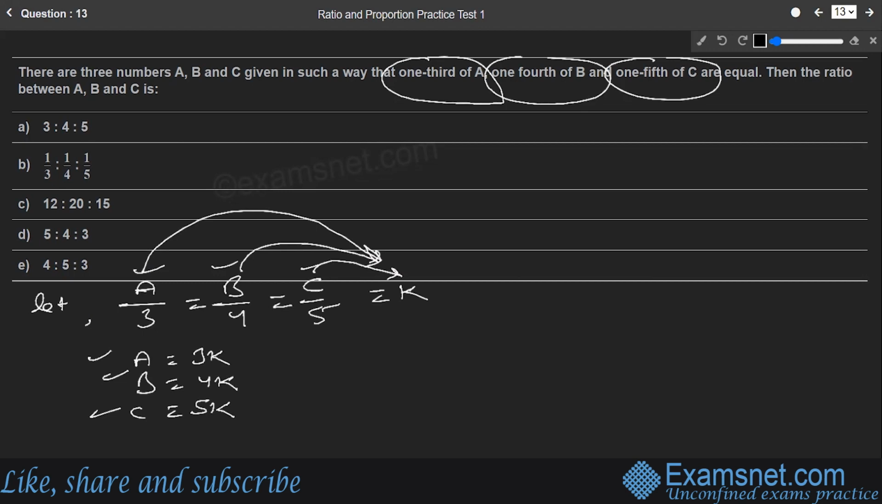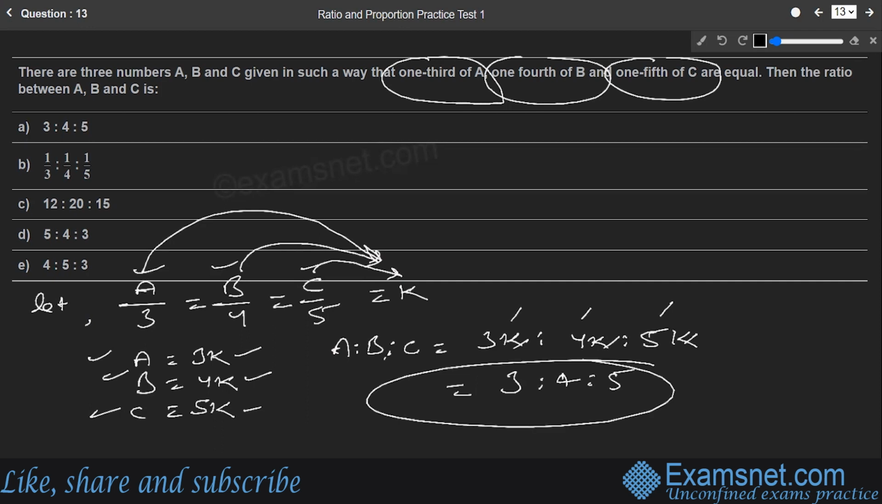So now we can find out something. Then he's asking for the ratio between A, B, and C. So he's asking for the ratio A is to B is to C. So now we can replace A by 3k, B by 4k, and C by 5k. So what is the ratio between 3k, 4k, 5k? We can cancel out the k because that is common. So the ratio comes out to be 3 is to 4 is to 5. So that is the final answer between A is to B is to C. Option 3 is to 4 is to 5, that is option A, the right answer.